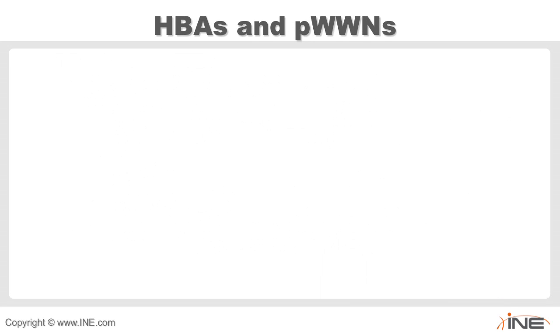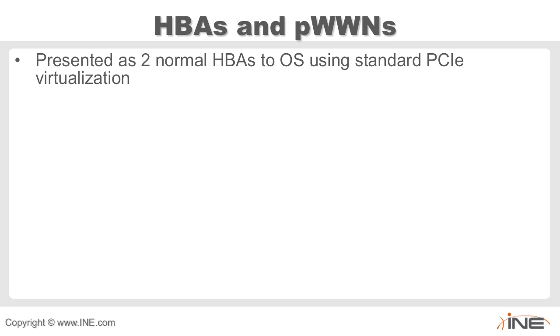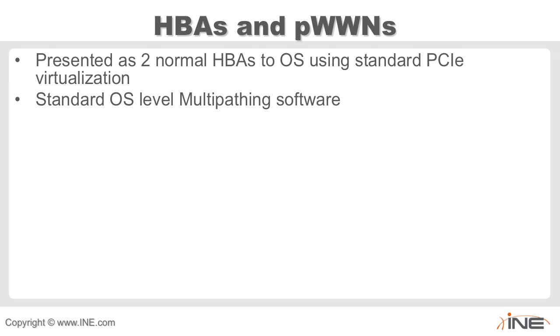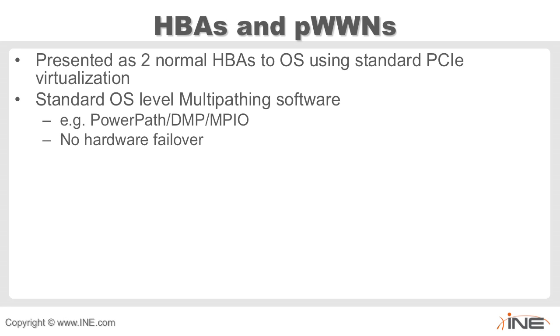So let's also take a look at HBAs, host bus adapters, and port worldwide names. We present two normal host bus adapters to the OS using standard PCIe virtualization. Standard OS level multipathing software is required, for example PowerPath or DMP or MPIO, whatever you're already using based on your storage vendors. There is no hardware failover, so this follows standard Fibre Channel practices.